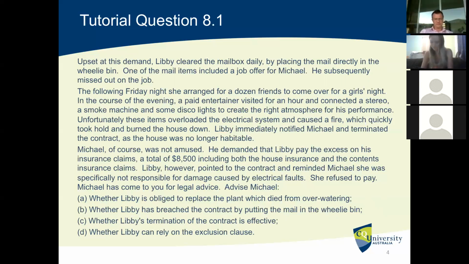Unfortunately, these items overloaded the electrical system and caused a fire, which quickly took hold and burnt the house down. Libby immediately notified Michael and terminated the contract, as the house was no longer habitable. Michael, of course, was not amused. He demanded that Libby pay the excess on his insurance claims, a total of $8,500, including both the house insurance and the contents insurance claims. Libby, however, pointed to the contract and reminded Michael she was specifically not responsible for the damage caused by electrical faults. She refused to pay.